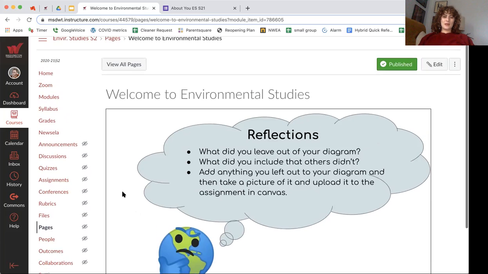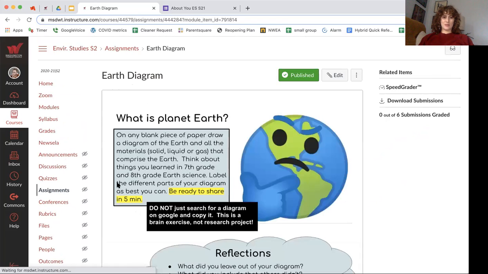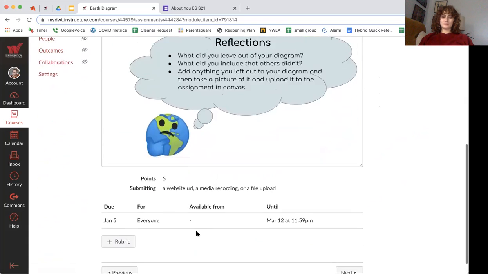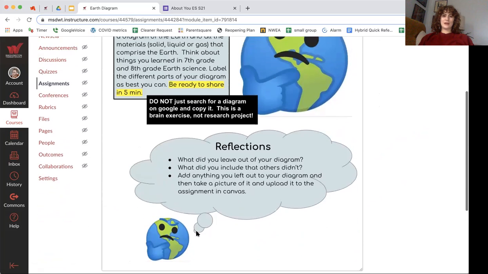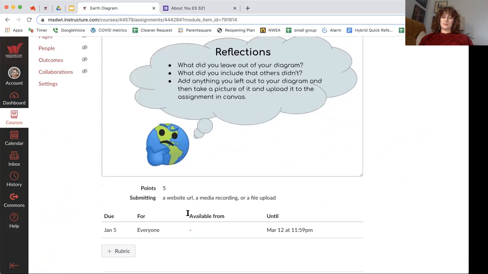So at this point, I'm going to click next because it is the next part of the assignment of the module. So this is the assignment called Earth Diagram. I have pictures of the slides we just looked at. So on this assignment page, I want you to take a picture either with your computer camera or your phone, however it is that you can get a picture into Canvas, okay? And submit it, just the picture, into this assignment.